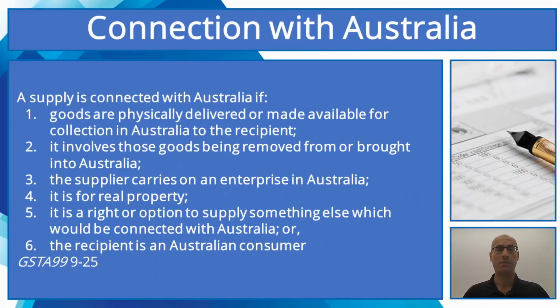Now, continuing this theme of broad definitions, the connection to Australia element also is expressed very, very widely. And so clearly goods are going to be connected with Australia if they're physically in Australia, if they've been delivered physically in Australia. But it's also going to include suppliers carrying on an enterprise within Australia. It's going to apply clearly to any form of Australian real property, as well as rights or options involving things that are connected to Australia as well. And finally, it's going to be connected with Australia if ultimately the supply goes to an Australian consumer.